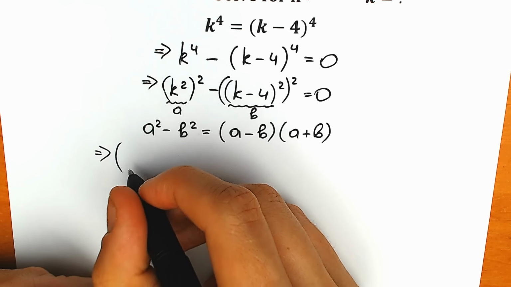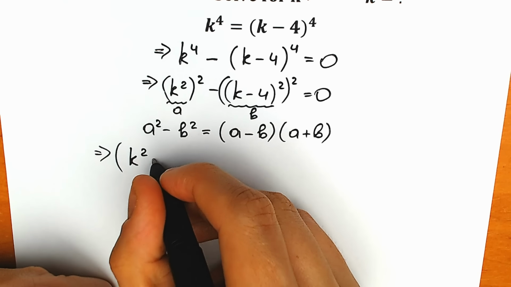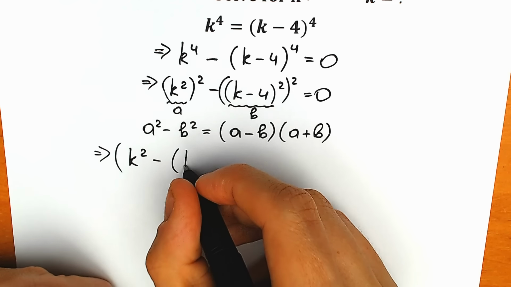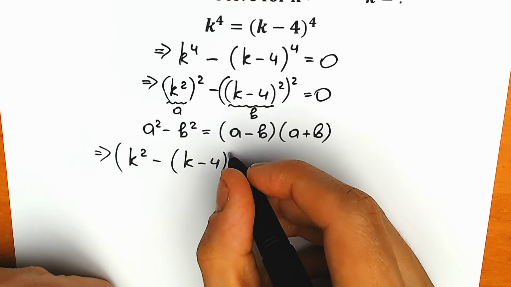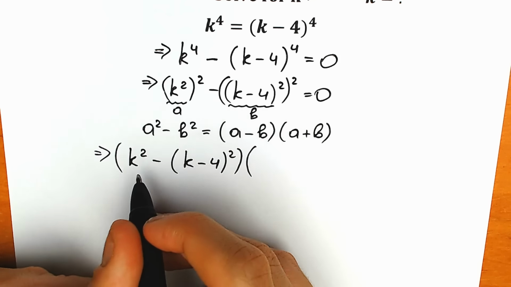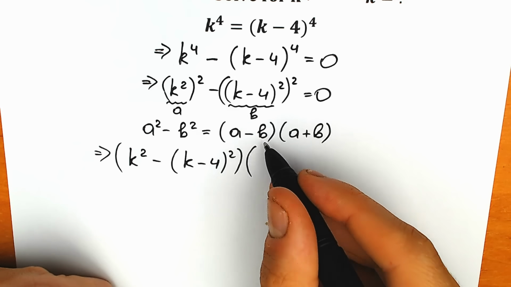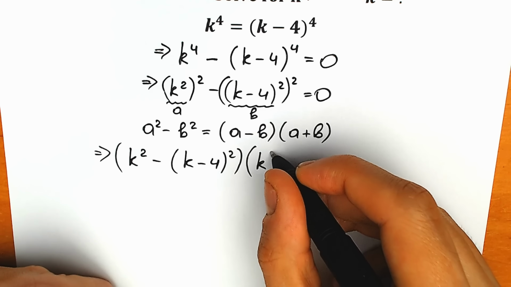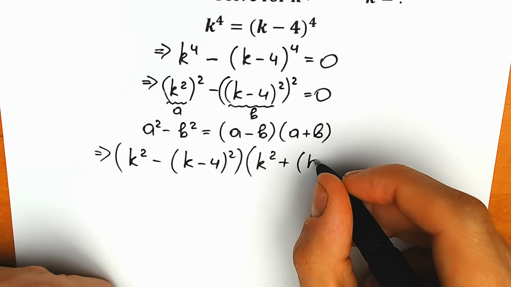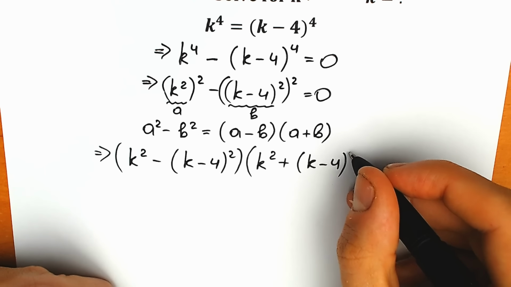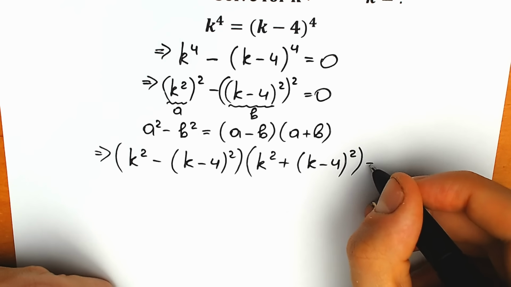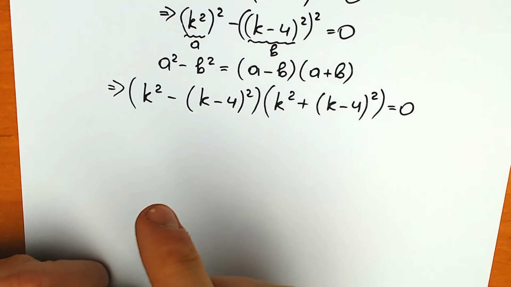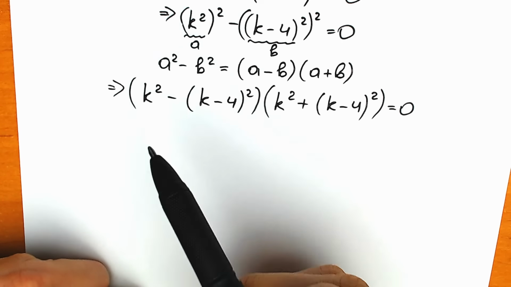So we have k squared minus (k minus 4) squared, and the same thing but with the positive sign. So a minus b, a plus b, so we need to change this one to the positive sign: k squared plus (k minus 4) squared equal to 0. Right now, let's simplify it. We have squares, we don't have any fourth power anymore.